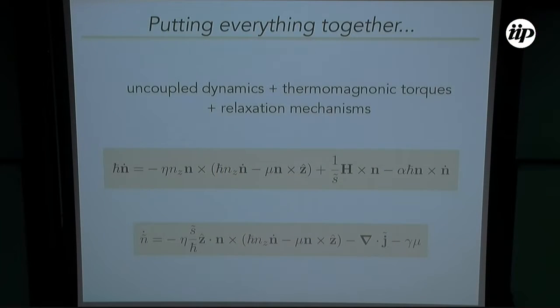So if you want to describe both the dynamics of the thermal magnons and the order parameter, you will account for the uncoupled dynamics plus the thermomagnonic torques, describing the interaction between the two. And here we restore only at the end some relaxation mechanism. In general, the underlying assumption of our procedure was that relaxation is weak enough in the system to let us derive the local thermomagnonic torques without accounting for it, and then just restore it at the end.